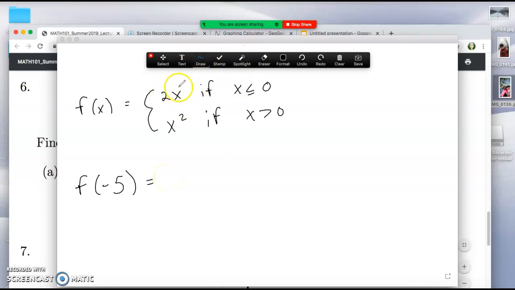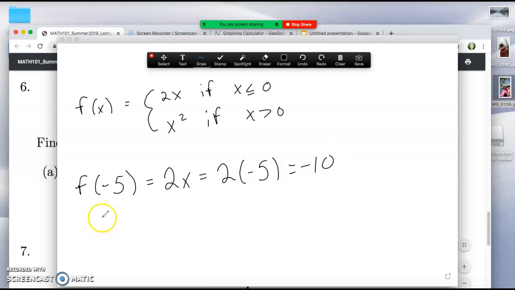So let's take a look at the first function, 2x. Can I use 2x to evaluate f of -5? Let's see. I can only use this function, 2x, if x is less than or equal to 0. Is -5 less than or equal to 0? Yes, it is. So I would use the 2x. So that's 2 times -5, and that's equal to -10.